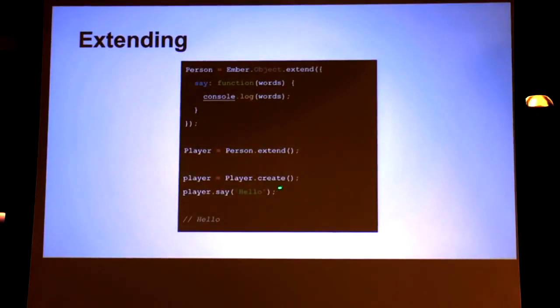If we have a person class right here, and then we are creating a player class that extends off of the person class, player will properly inherit its parent's traits as well. So down here, we're creating a new player instance, and then we call player.say, but the say function was defined in the person class and not the player class. But because we're extending person into player, it inherits those traits.